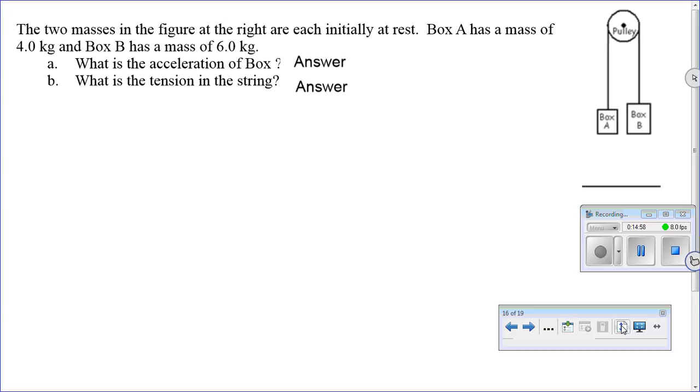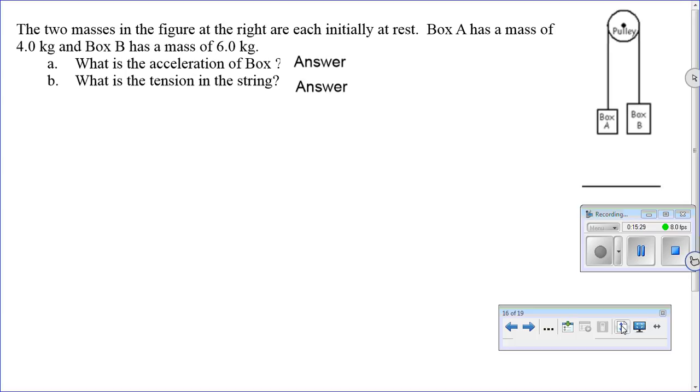In this problem, we've got these two boxes. Box A is 4 kilograms, B is 6 kilograms. They're just hanging there. So what's going to happen? Box B is going to go down, and box A is going to go up, because B is heavier. What we want to do is find the acceleration. They're going to have the same acceleration because they're tied together. And then we have to find the tension in the string.